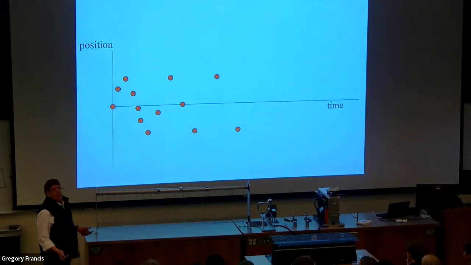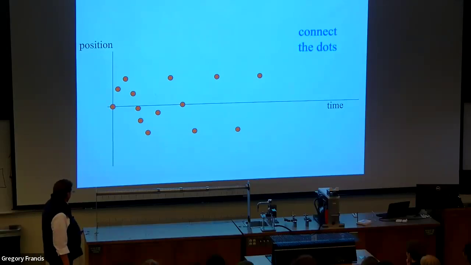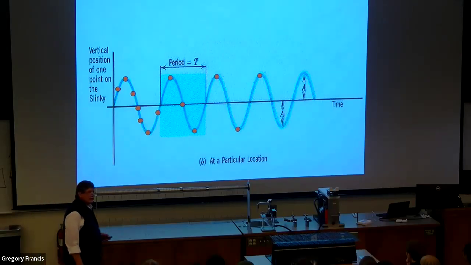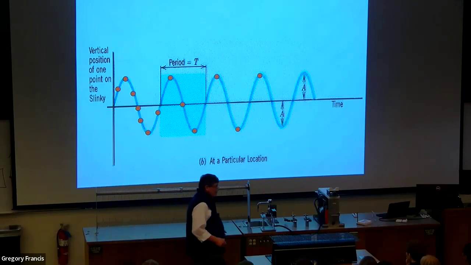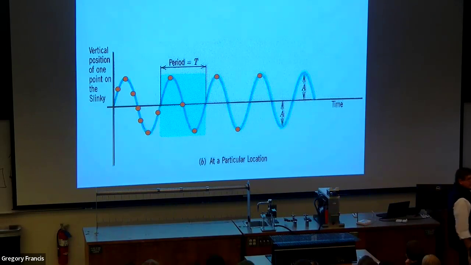Okay. But if I wasn't bored and I took 1,000,000 points, what I would find is that they would lie along a line that looks sinusoidal. Now, you remember from high school, that means it's either a sine wave or a cosine wave. In this case, it starts at 0, so it would be a sine wave. And it just follows this nice sinusoidal path.